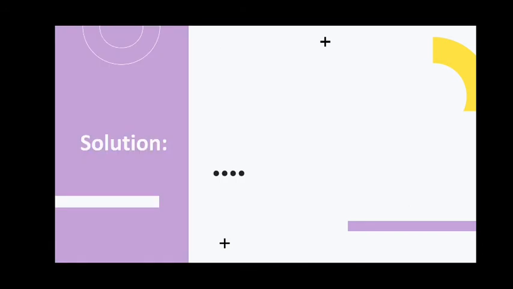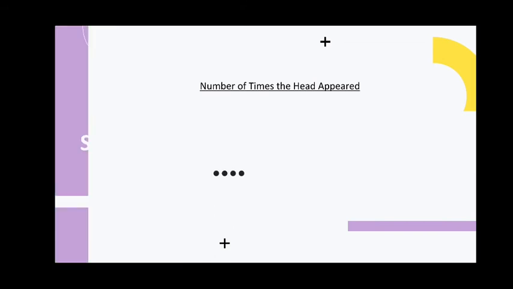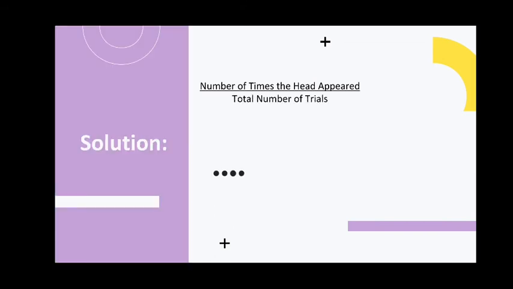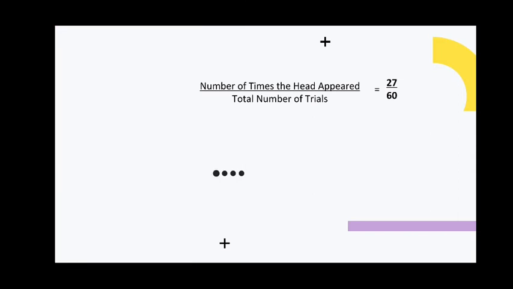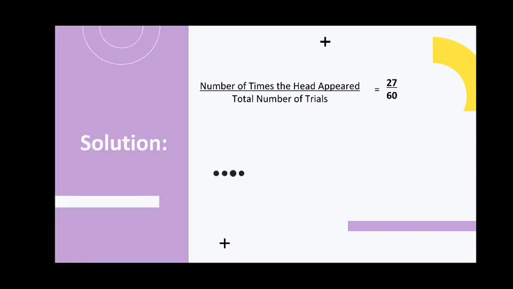Meron tayong formula for that, which is the number of times the head appeared over the total number of trials. Sa given problem natin, 27 times nag-appeared ang head out of 60 total number of trials. So therefore, it is 27 over 60. Ngayon, ang 27 over 60 ay hindi pa naka-simplified form. When we say hindi pa naka-simplified form, hindi pa siya naka-lowest term.